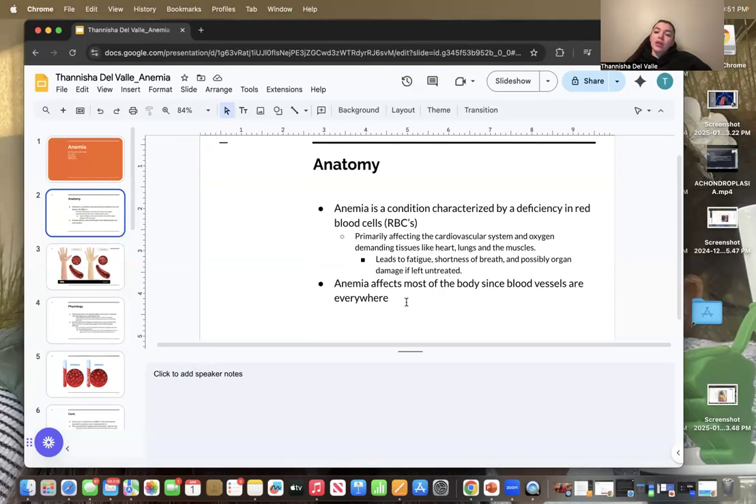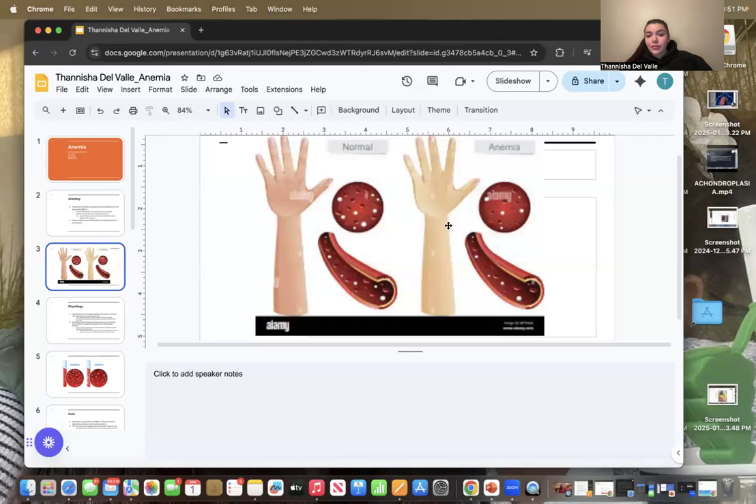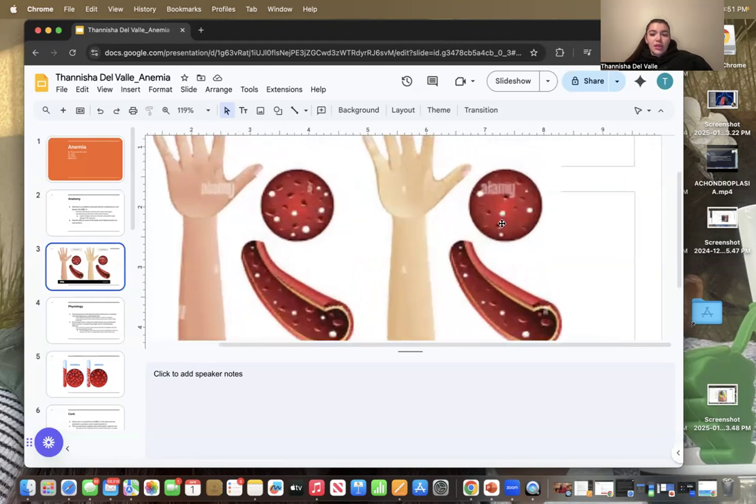Anemia affects most of the body since blood vessels are everywhere. So if it's in your arms, it's in your legs, it's everywhere where you have blood. So this is what anemia looks like. As you can see, there are fewer RBCs in this picture, and you can see in the vessels, this is probably a vein, how there's not a lot, whereas in the normal one, there's a bit more abundance.